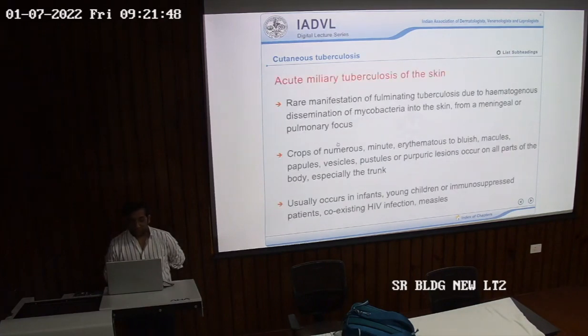Acute miliary tuberculosis of the skin. Rare manifestation of fulminating tuberculosis due to hematogenous dissemination of mycobacteria into the skin from a meningeal or pulmonary focus. There are numerous minute elements of bluish macules, papules, vesicles, pustules, or purpuric lesions that occur on all parts of the body, especially the trunk. Usually occurs in infants, young children, or immunosuppressed patients, post measles and HIV infection.